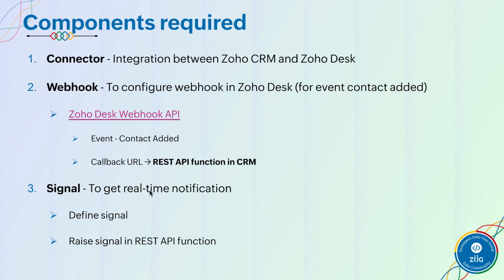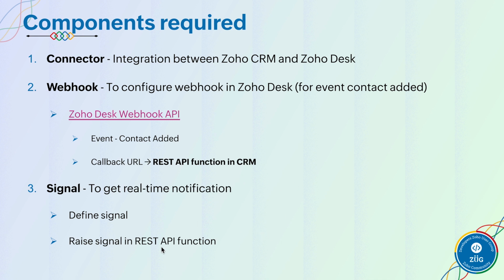So this real-time notification you're getting through signals, when you're handling signals, there are two major steps that you need to perform. So signals are basically segregated into two steps, which is going to be defining the signal and raising your signal in a REST API function. So you'll have to create a signal and define a signal first in your CRM extension, and then that signal has to be raised as part of your REST API function.